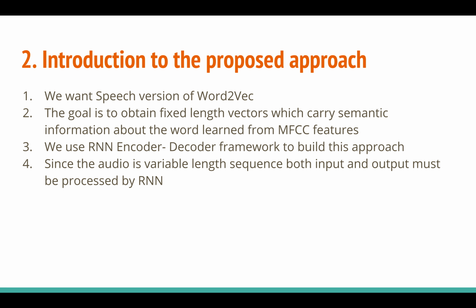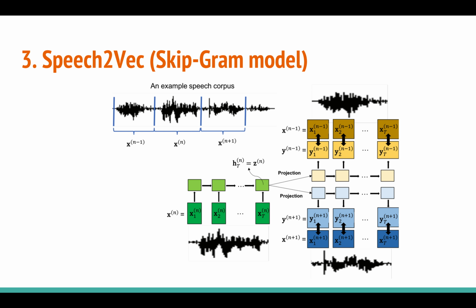So now we'll see what is speech-to-vec, the algorithm or the model used in this paper. Basically, they have built two different models. One is called the skipgram based speech-to-vec model, and another one is called the continuous bag of words speech-to-vec model. We will see the difference between these two models, and we'll see which one is better at the end of this tutorial, because I'll show you some results.